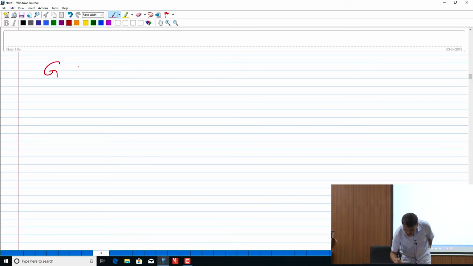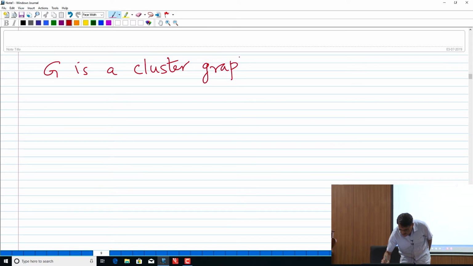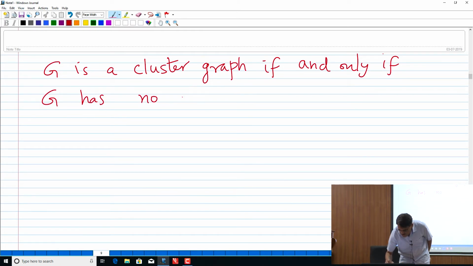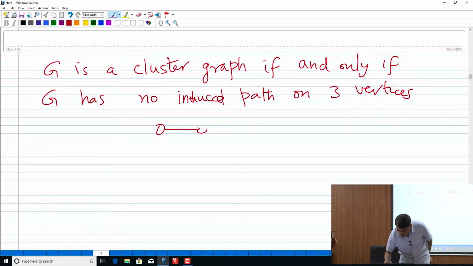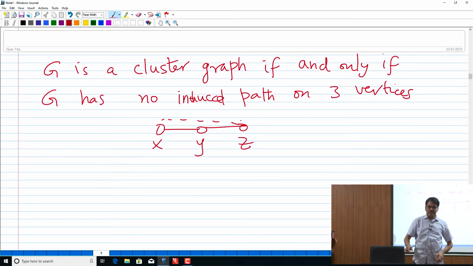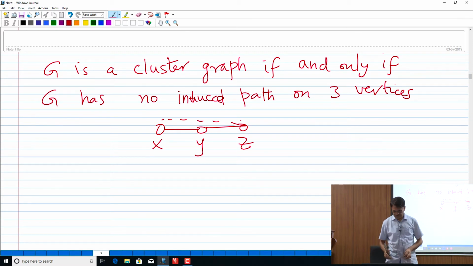So G is a cluster graph if and only if G has no induced path on 3 vertices. So, for example, I do not like this kind of a thing, that x y is an edge, y z an edge, but x z is not an edge. Okay, so, path on 3 vertices is induced, meaning there is nothing else, no other edge is there.